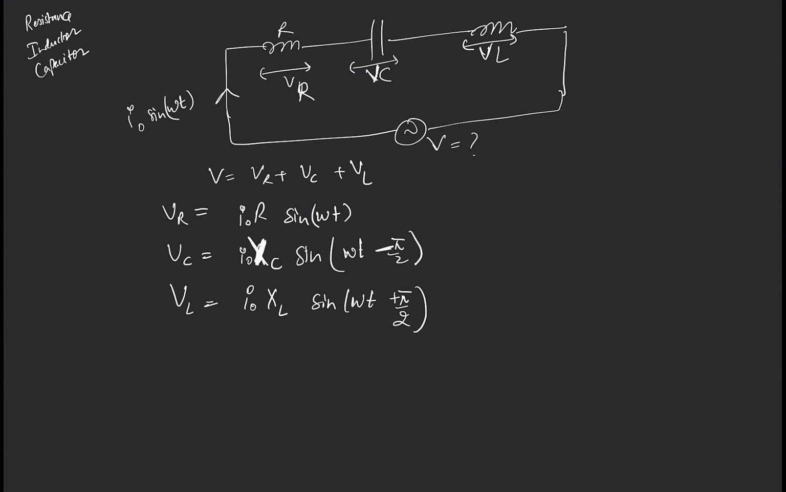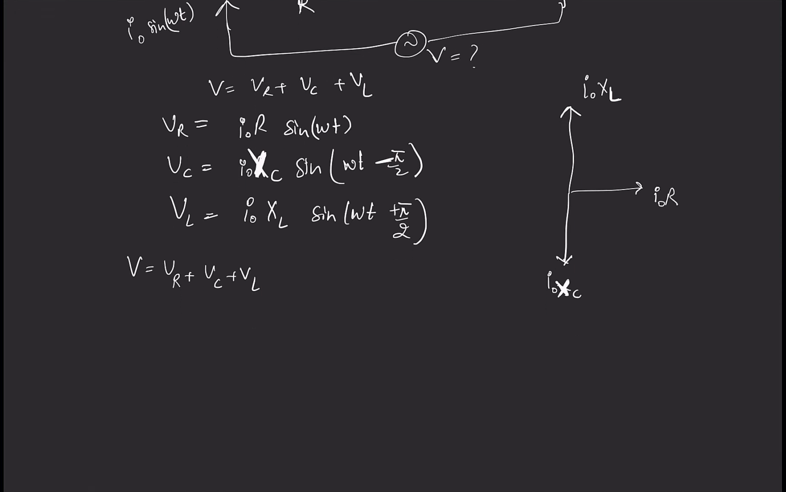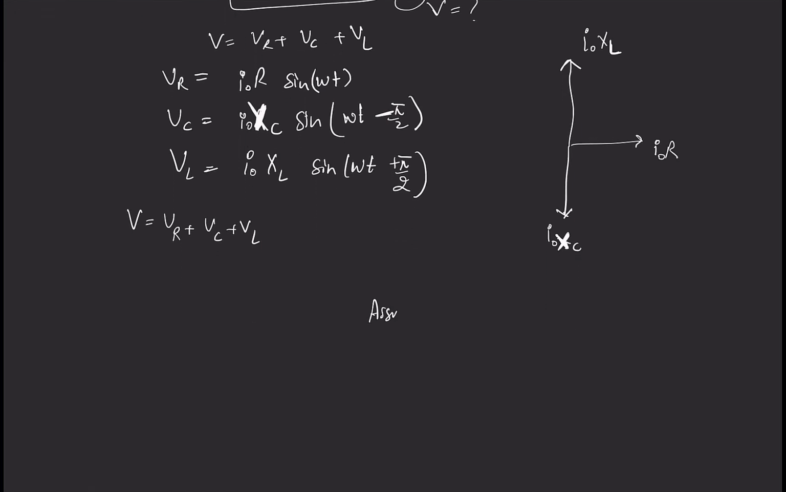Now we have to add these to find the net instantaneous voltage. We have to find VR plus VC plus VL. We can use phasor method. So I naught R would be on the x-axis, I naught XC would be on the negative y-axis because it's at minus pi by 2, and I naught XL would be on the positive y-axis because it's plus pi by 2. And so the net resultant, let's assume that XL is greater than XC.